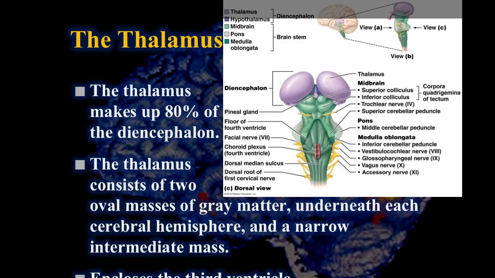We have two big oval masses of gray matter. If it's gray matter, is it myelinated? No. So what part of the neuron is going to be found there in the thalamus? Is it going to be the cell body or the axons? Cell body. Or what type of axon? Unmyelinated. Good. And they're going to enclose the third ventricle. So the third ventricle is going to lie right between the two parts of that thalamus.